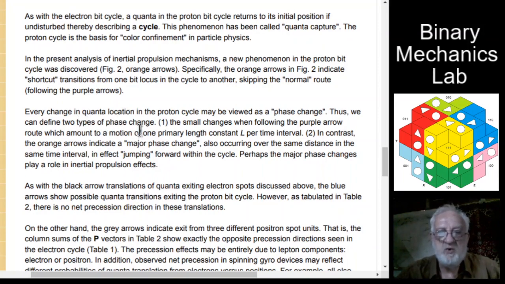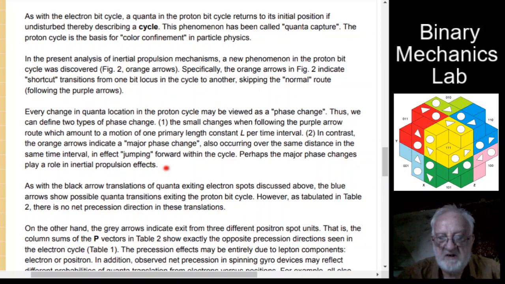Now, every change in quanta location in the proton cycle may be viewed as a phase change. Thus, we can define 2 types of phase change. The small changes when following the purple arrow route amount to a motion of one primary length constant L per unit time interval. In contrast, the orange arrows indicate a major phase change, also occurring over the same distance in the same time interval, in effect jumping forward within the cycle. Perhaps the major phase changes play a role in inertial propulsion effects.